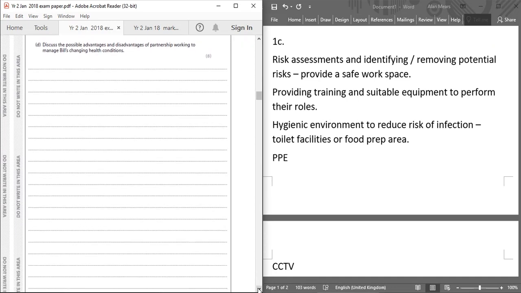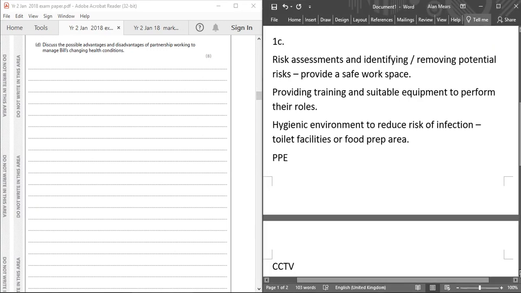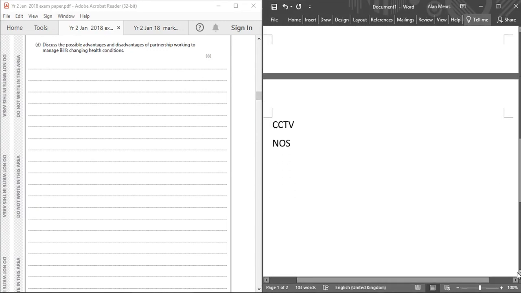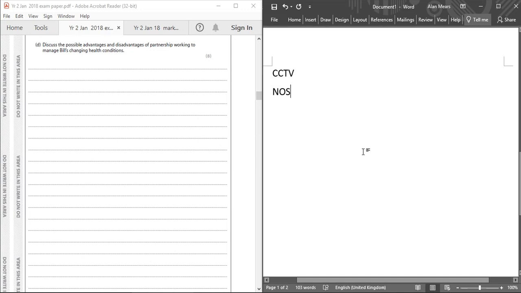This brings us to 1D. Now, 1D is our last question here for Bill. And the question is quite a nice one. It's one about multidisciplinary teams. I've done a video recently on multidisciplinary teams, and I actually looked at this question within that video. So advantages and disadvantages of working in partnership to manage Bill's health.